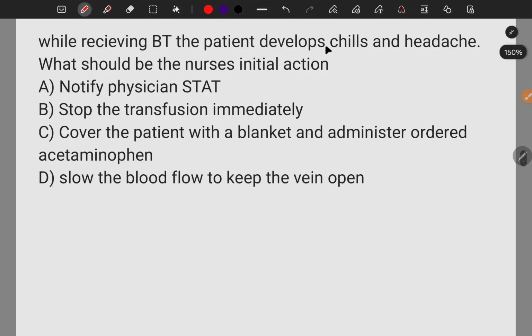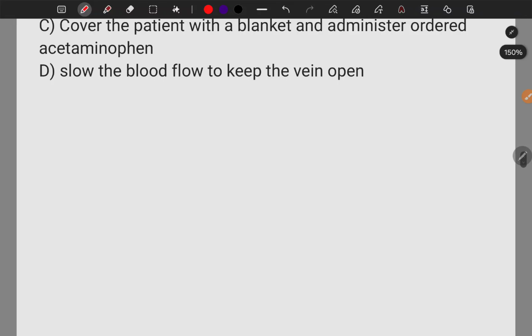While receiving BT, the patient develops chills and headache. What should be the nurse's initial action? Notify the physician stat, stop the transfusion, cover the patient with a blanket and administer acetaminophen, or slow the blood flow to keep the vein open. First immediate reaction should be to stop the transfusion immediately, because we have seen complications of blood transfusion. Any complication of blood transfusion, you have to stop the infusion immediately.